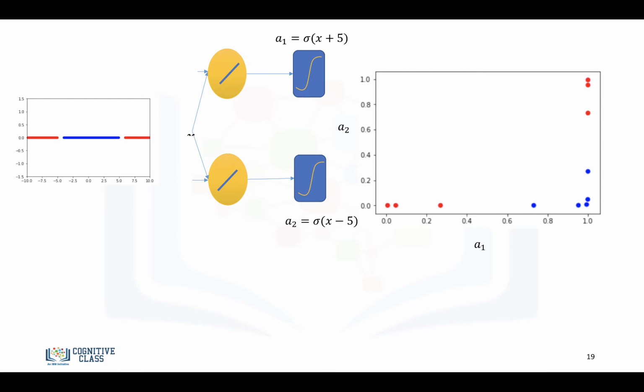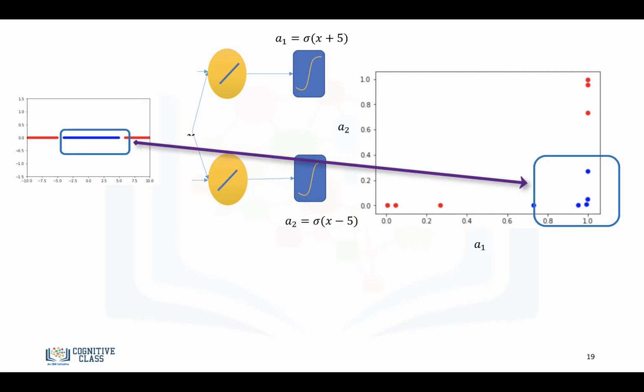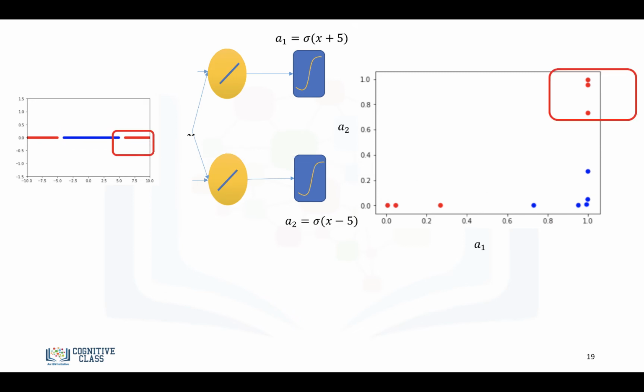So these points in the 1D plane get mapped to these points in the 2D plane. These points in the 1D plane get mapped to these points in the 2D plane. And these points in the 1D plane get mapped to these points in the 2D plane. And if we look at the output of A1 and A2, we can actually use a line to separate the data. And this is what the output layer does, basically.